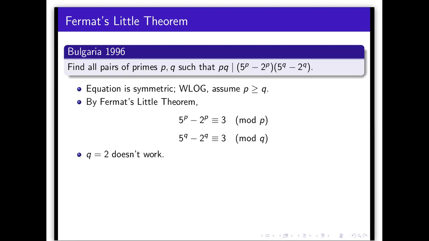So now the next natural thing is, what about Q equals 3? And because of what we've written here, this appears nice because we know that 5 to the Q minus 2 to the Q is 3 mod Q. So if Q equals 3, then Q divides 5 to the Q minus 2 to the Q. So now the question is, which values of P work? And remember that we assumed P is greater than or equal to Q.